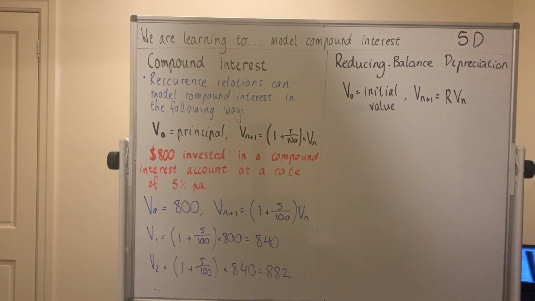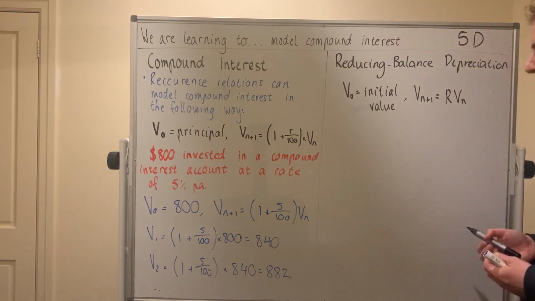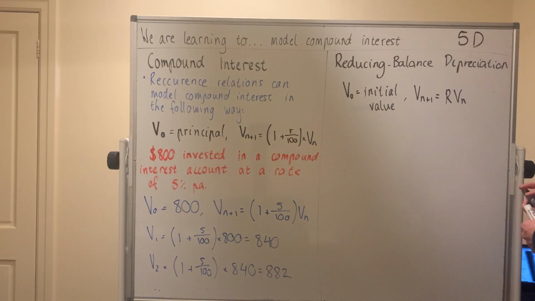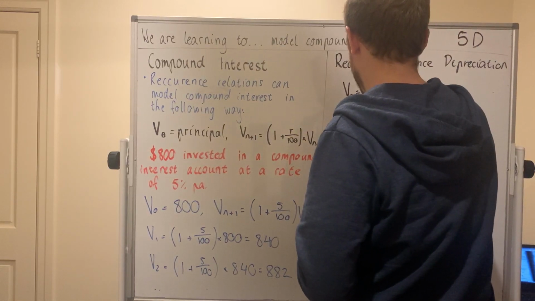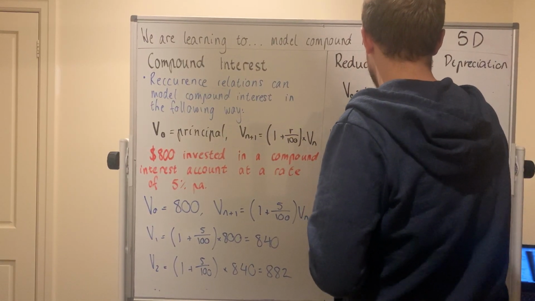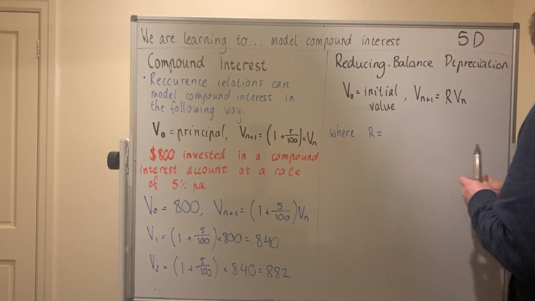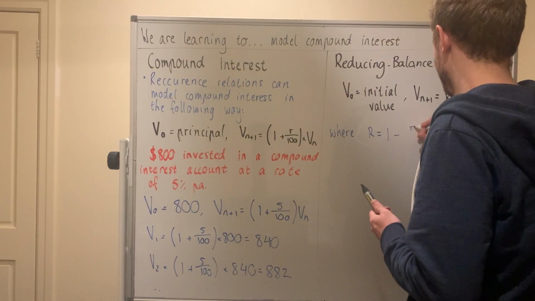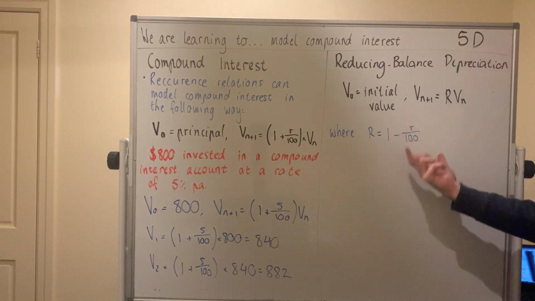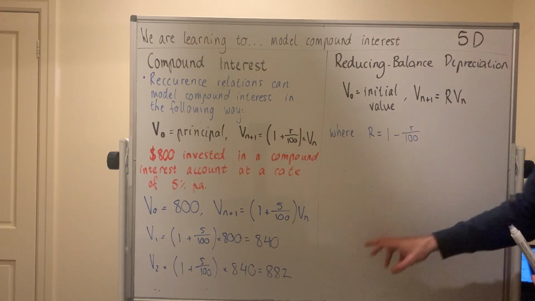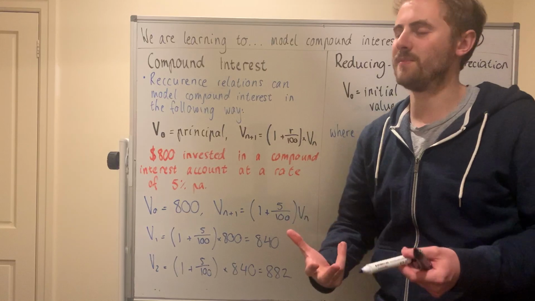Alright, so this one's a bit different. We have R multiplied by Vn. Now it's annoying that we use the letter R, but we just do, because it doesn't stand for rate. It's like the ratio, what it's going up or what it's going down by. Now to calculate R, we've got a little formula for that. Alright, R equals 1 minus the rate over 100. It's essentially what we had over here within the bracket, but just subtracting.